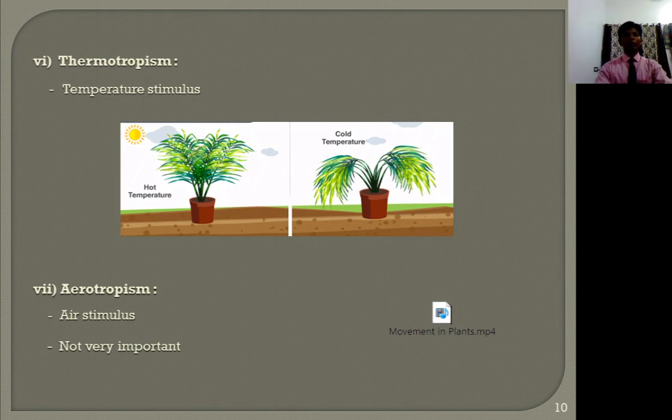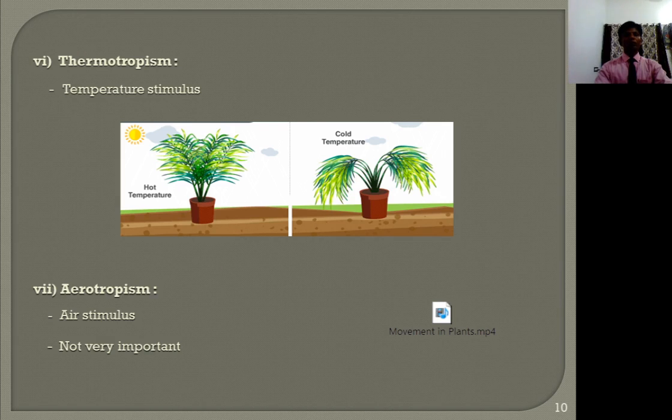These movements are seen in some plants. The plants grow well in the presence of high temperature, whereas they do not grow well in low temperature. Then the next phenomenon, aerotropism. Which movements are called aerotropic movements?